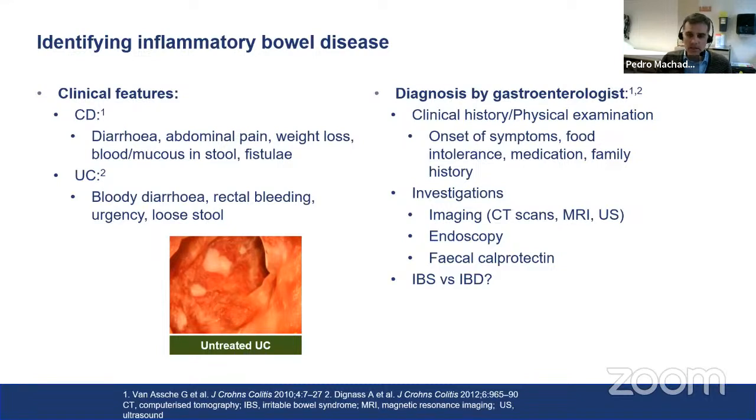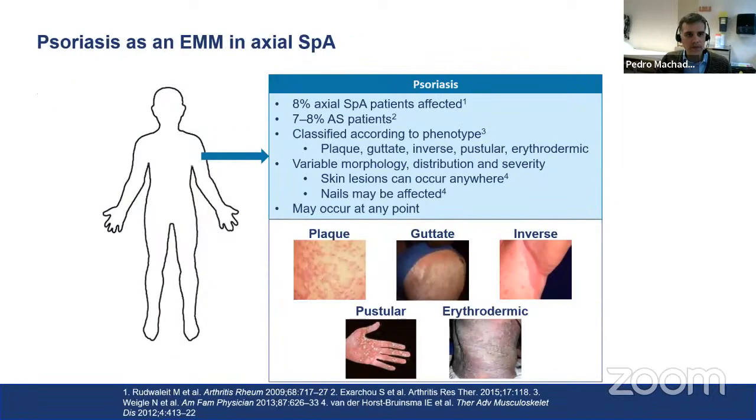In terms of investigations, endoscopy with biopsy is often done. MRI of the bowel is becoming a tool that is more and more often used in the context of inflammatory bowel disease. And fecal calprotectin can also be a very useful screening tool, even in the context of rheumatology consultations. And for those with milder symptoms, there's always this issue of the differential diagnosis between inflammatory bowel disease and irritable bowel syndrome. And finally, psoriasis, which can affect up to 10% of the patients with axial SpA.